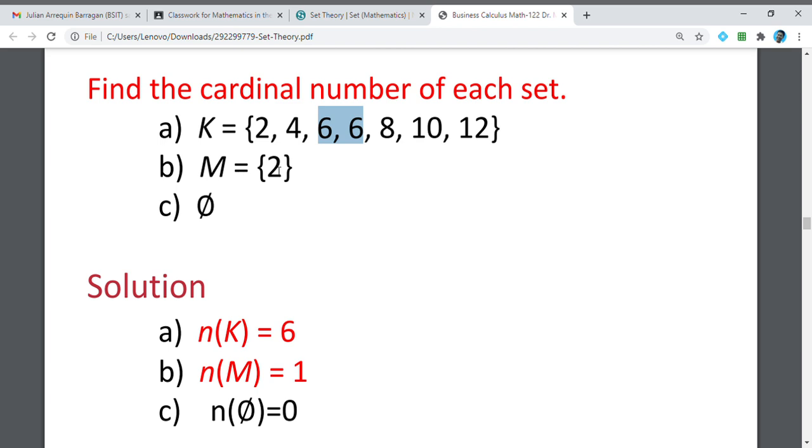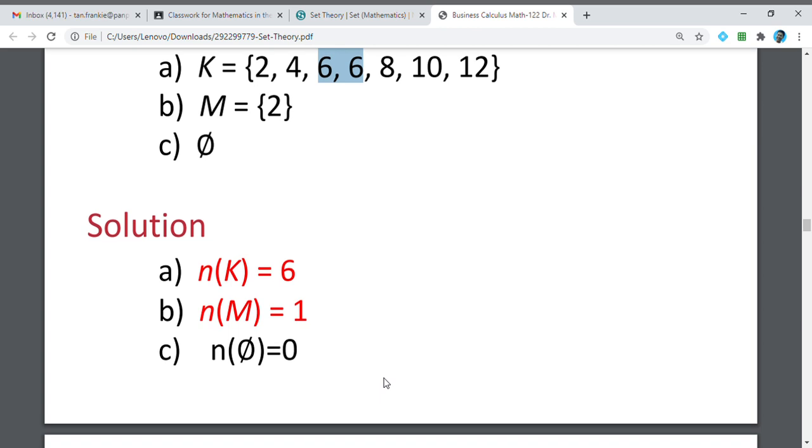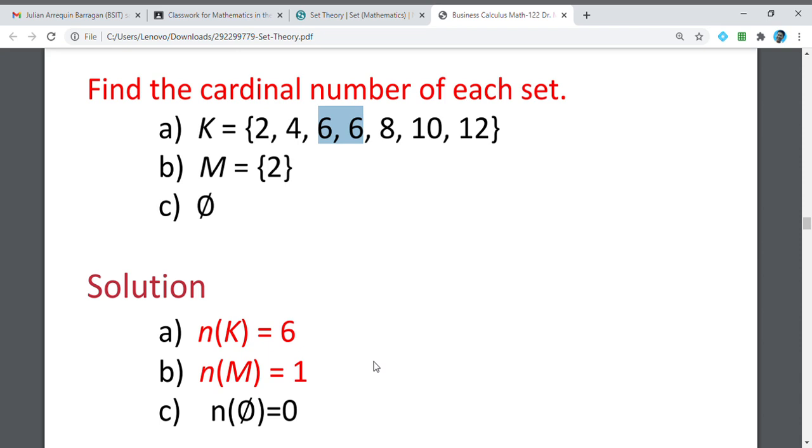Then for set M, there's only one element. So we have n(M) equals 1. Then the cardinality of an empty set is equal to 0 because there's no element that can be found in a null set or an empty set. Okay? So that is cardinal number. Remember that if we are talking about the cardinality of a set, it should always be the unique elements in a specific set. If there are repetitive elements, they would only be counted as one.